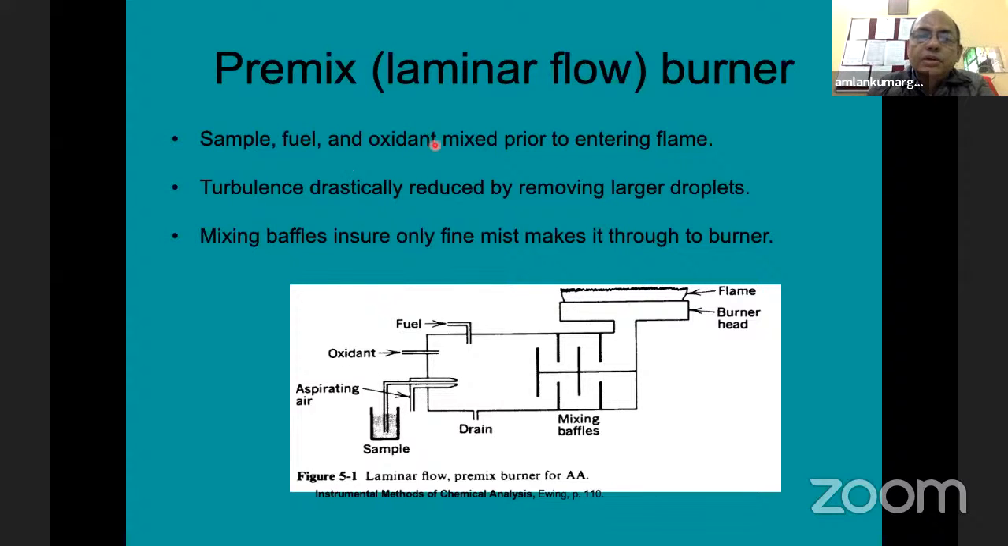The sample, fuel and oxidant are mixed prior to entering the flame, and the turbulence drastically reduces because large droplets are removed through the drain. So what you will find over here are very mist-type particles reaching the flame. Here the efficiency is low because you are losing much of your sample. Your sample is introduced, and much of it will go through the drain. Only a small part of the sample will reach the flame. But it gives a steady reading because the flame doesn't bump.